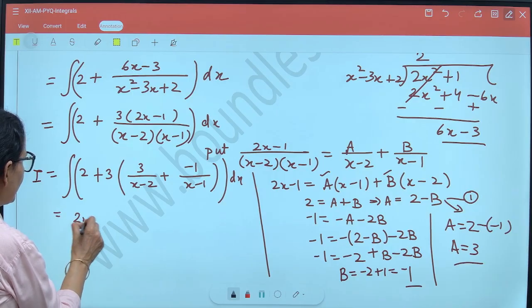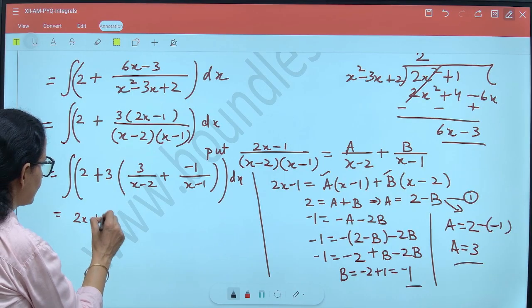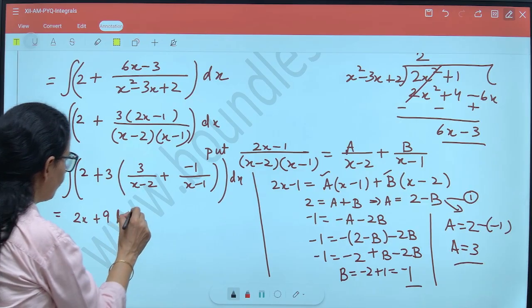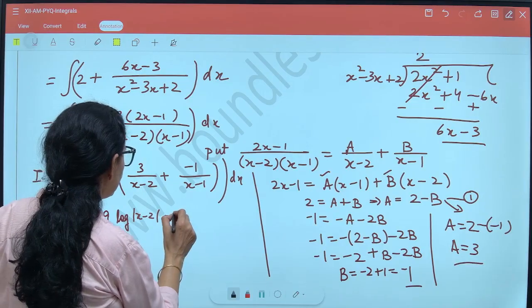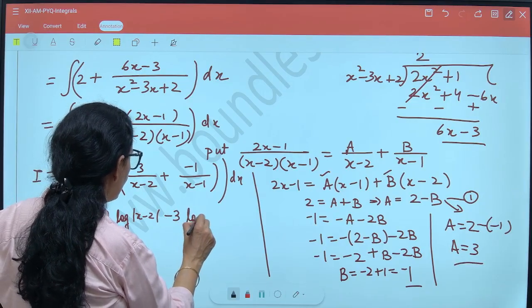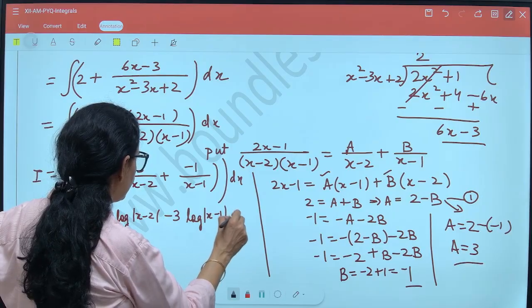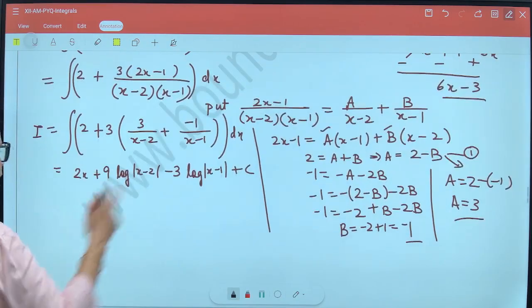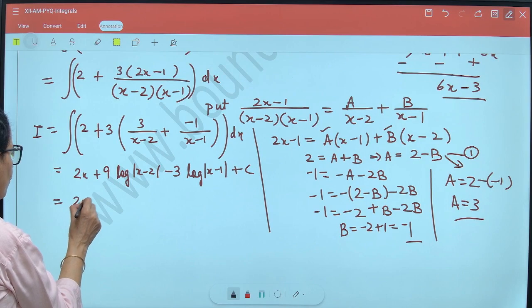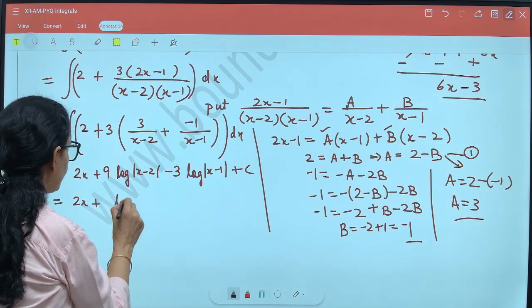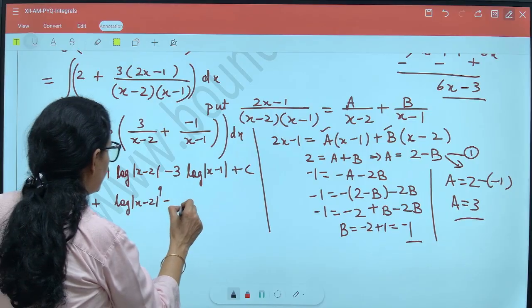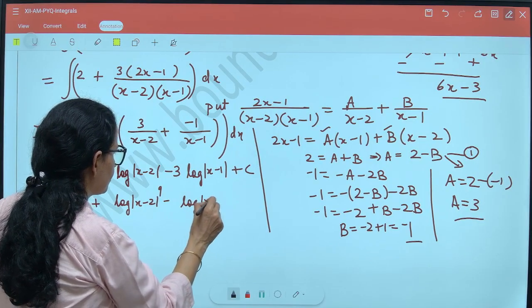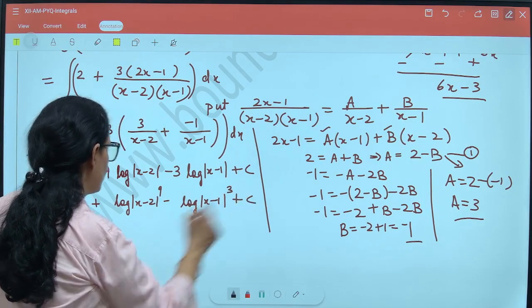This becomes 2x plus 3 into 3 becomes 9 log of x minus 2 minus 3 into 1 becomes minus 3 log of x minus 1 plus the constant of integration. Don't forget the constant of integration for indefinite integrals. Use the property of log and bring this constant as exponent. This becomes log of (x minus 1) to the power 3 plus the constant.